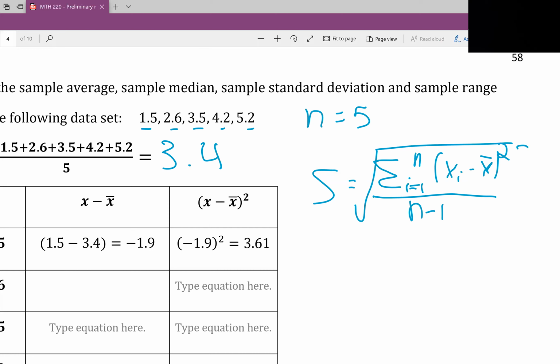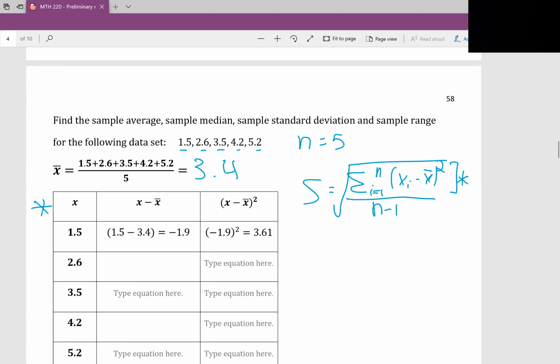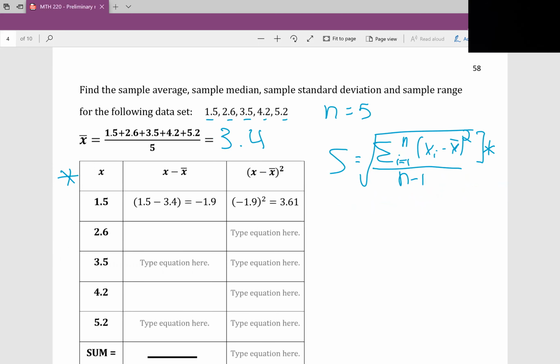Now the thing is, solving this numerator is what we're going to do in this chart. So I'm building this chart so that we can calculate this summation. First I take each data point. Notice I have them listed down my chart. Take my data point 1.5, subtract the mean of 3.4. What do I get? Negative 1.9. Then in my next column, I want to square negative 1.9. And doing that in my calculator, I get 3.61.